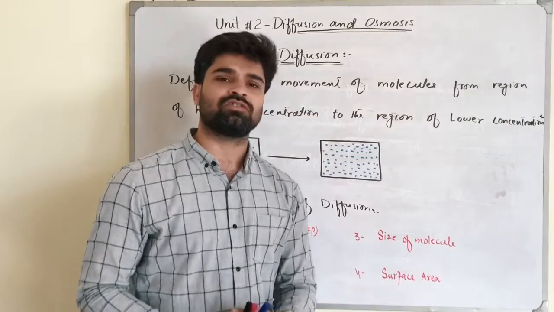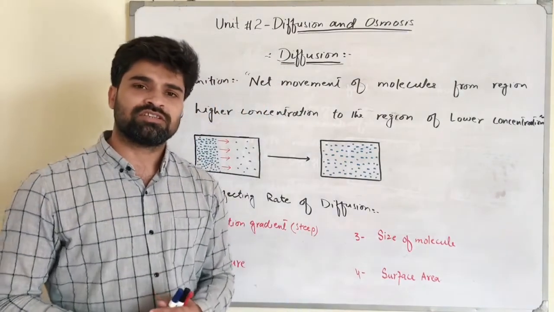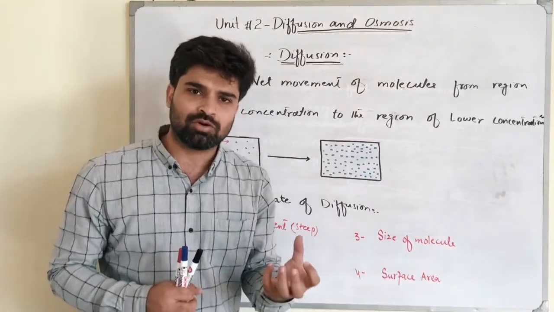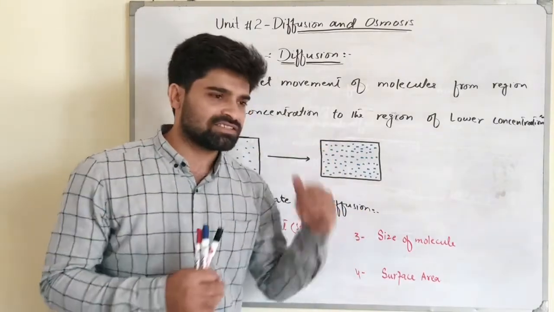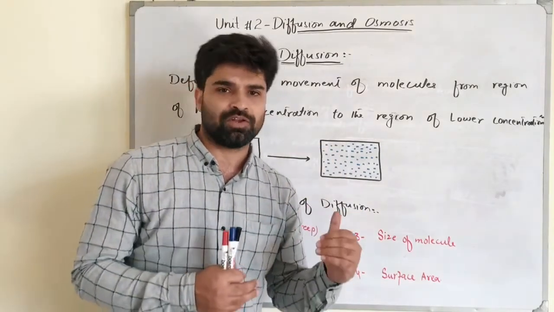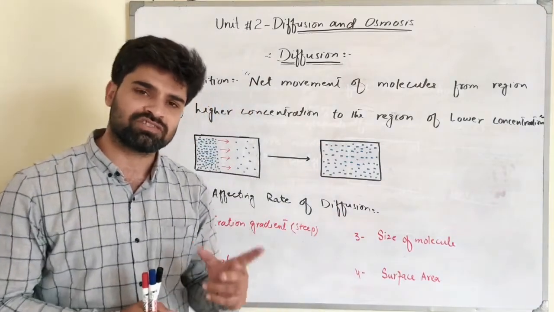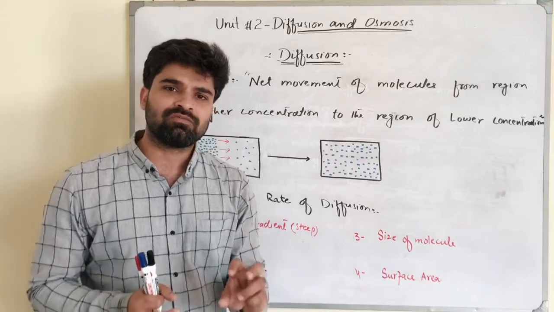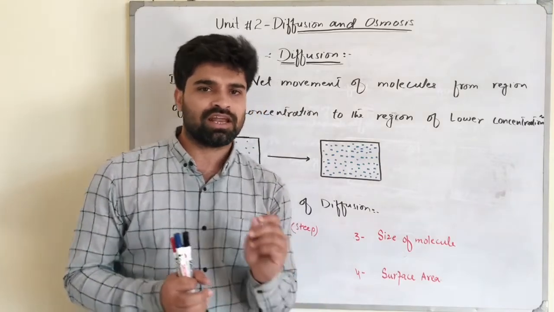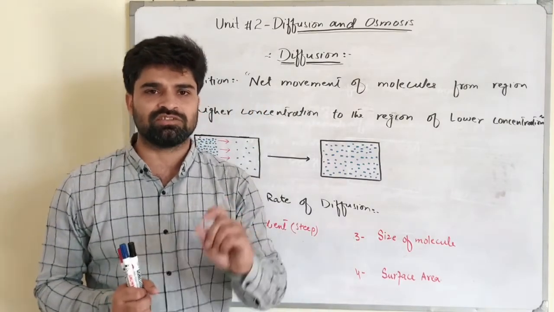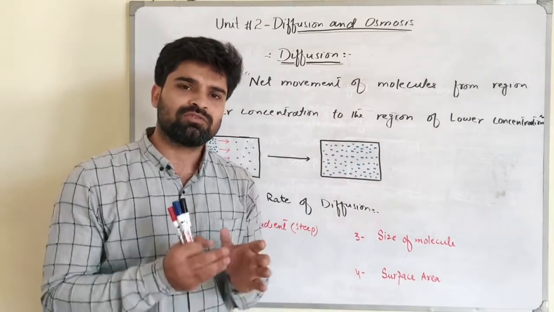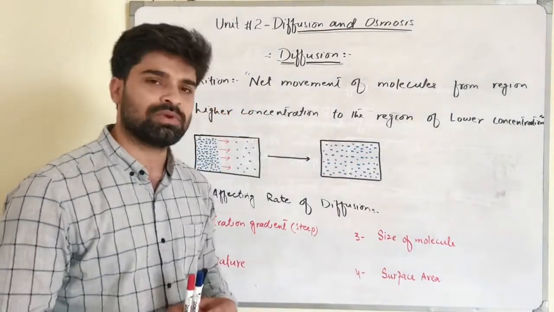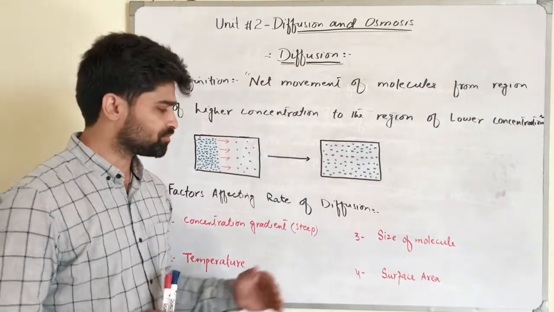Number 3, the size of the molecules. Dear students, the larger the molecule is, the lesser the rate of diffusion. That means they are inversely proportional. If the size of the molecule is large, it will diffuse slowly, and if the size of the molecule is very small, it will diffuse faster. This is how the size of the molecule matters in diffusion.